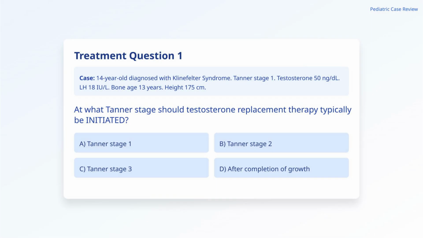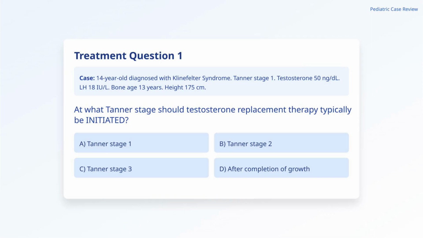Case scenario: a 14-year-old male is diagnosed with Klinefelter syndrome. Physical examination shows Tanner stage 1 pubertal development. Testosterone level is 50 nanograms per deciliter. Luteinizing hormone is 18 international units per liter. Bone age radiograph shows 13 years. Current height is 175 centimeters. Question: at what Tanner stage should testosterone replacement therapy typically be initiated?